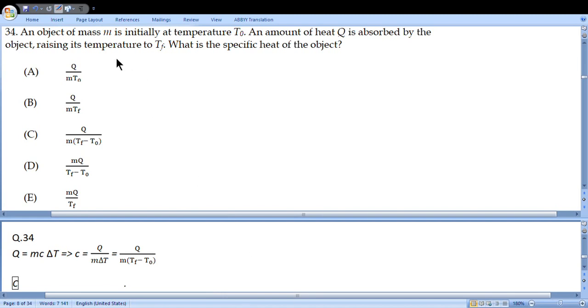An object of mass m is initially at temperature T0. An amount of heat Q is absorbed by the object, raising its temperature to Tf. What is the specific heat of the object? So the formula looks like this. Specific heat definition is energy divided by mass and by change of temperature. The only thing we do is write the change of temperature as Tf minus T0. And this is answer C.